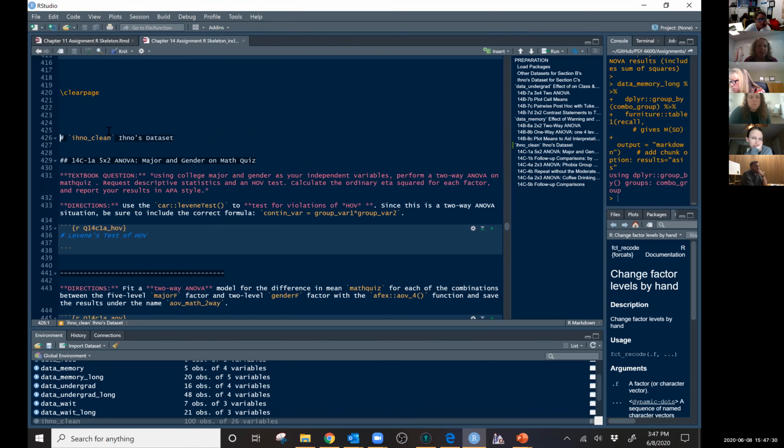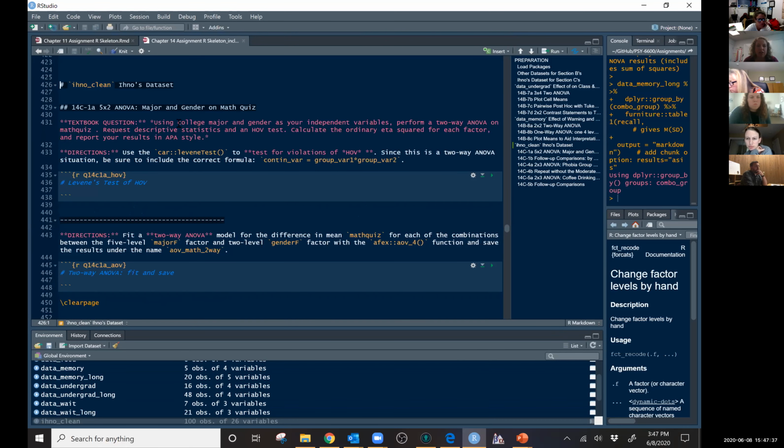So it says, clean data set, line 426. So we're on line 426. We're supposed to use college major and gender, those are our 2 categorical factors, as our independent variables, and perform a two-way ANOVA on the math quiz variable. So the directions first ask us to do Levene's test. So what do we start typing? We always start with the name of the data set. And then pipe that in.